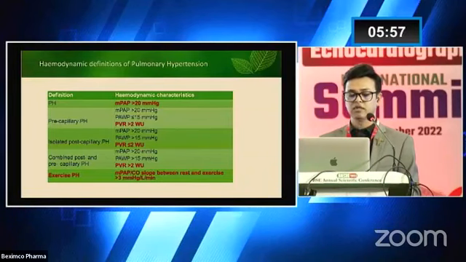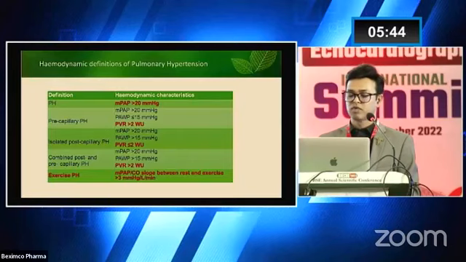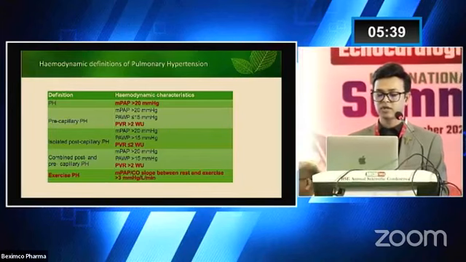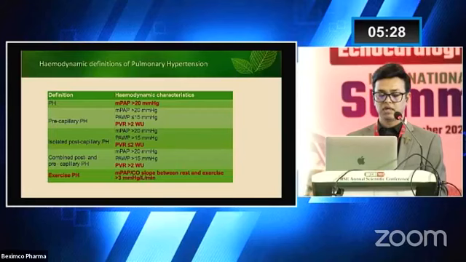Precapillary pulmonary hypertension: mean pulmonary pressure more than 20, pulmonary wedge pressure less than 15, PVR more than 2 Wood units. Isolated postcapillary pulmonary hypertension: mean pulmonary artery pressure more than 20, pulmonary artery wedge pressure more than 15, PVR less than 2. Combined post and precapillary pulmonary hypertension: mean pulmonary artery pressure more than 20, pulmonary artery wedge pressure more than 15, PVR more than 2. This is new, included in the guideline: exercise pulmonary hypertension, mean pulmonary artery pressure divided by cardiac output slope between rest and exercise.